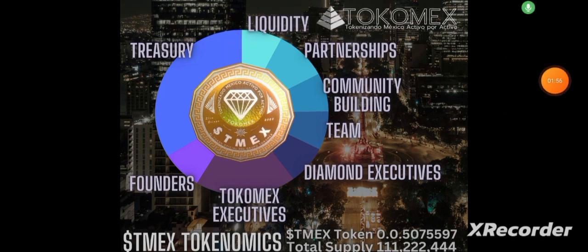So the easiest way for you to understand the TMEX utility token and why is to start with the name. I'm going to start with the name, the vision, then I'm going to explain to you this chart that you see, which is how we distribute the TMEX token. That's how we begin the distribution. And I'm going to briefly explain a little bit about the founders, then we're going to jump up to the partnerships, a little bit of the community building, and then we're going to jump down to our executive team.